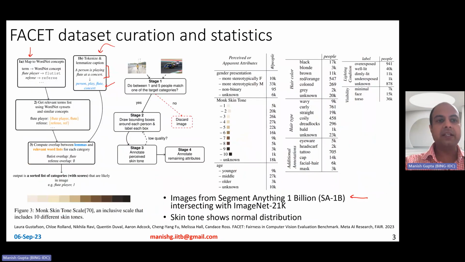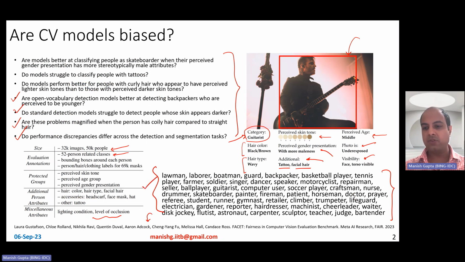You go to WordNet and try to figure out other WordNet concepts related to those categories. So you get relevant terms, using WordNet synsets and similar concepts, and then you compute the overlap between these WordNet synsets for categories and the captions, and that basically gives you an overlap score between lemmas and word lists. And then you output a sorted list of categories that are likely in the images. So the idea is that they took only those categories. Of course, they start with a very large number of categories, but they take only those 52 categories which are listed here.